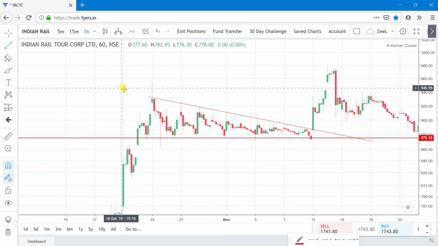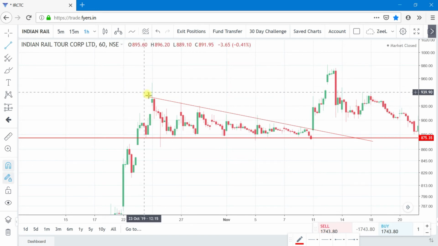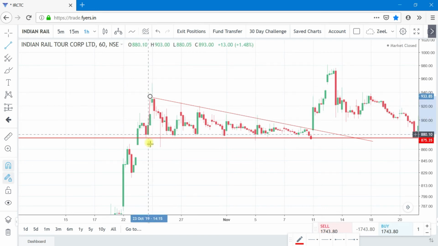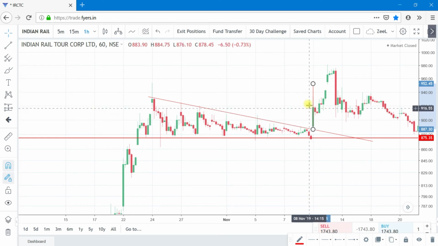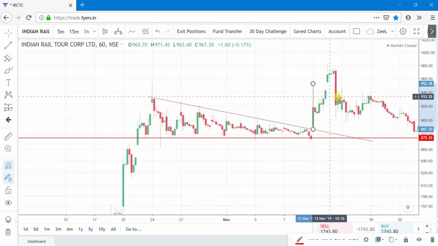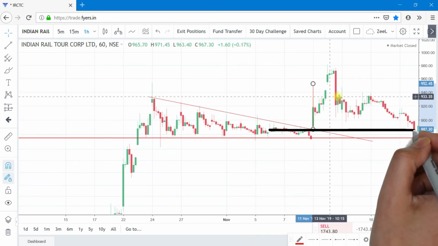See here, the breakout happened, but as we discussed, we should also wait for the next candle opening too. The price has opened above the top line and the next candle too opened above. So, with more confirmations, we can go long here. This is the target.